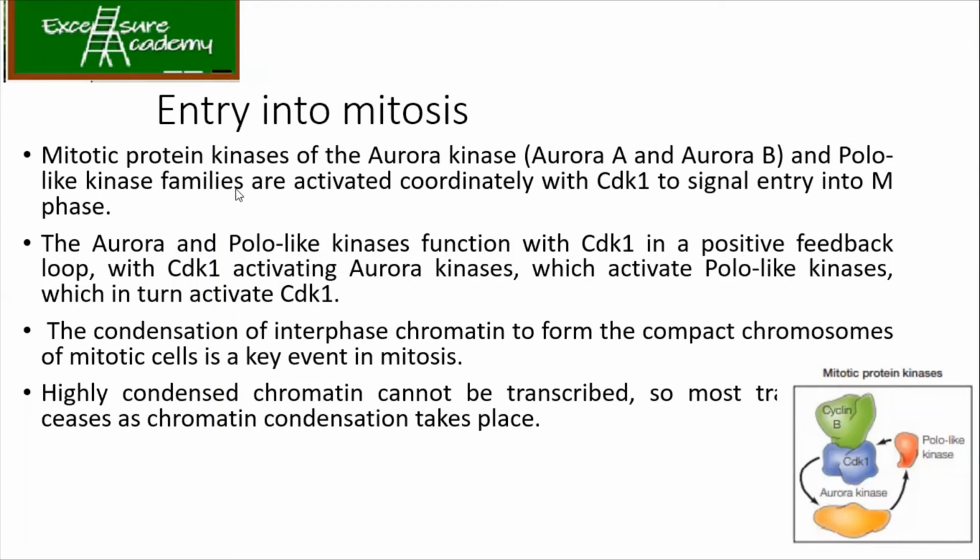So the protein kinases, Aurora kinase A and B and your polo-like kinase, they are actually getting activated along with your CDK1 signal, which is the entry to the M phase. Clear? अभी देखो हम धीरे धीरे जाते हैं. So we have got your CDK1. This is activating your Aurora A and B, Aurora kinase and polo-like kinase family. So when they get activated, इसका मतलब क्या? We are entering into the M phase.